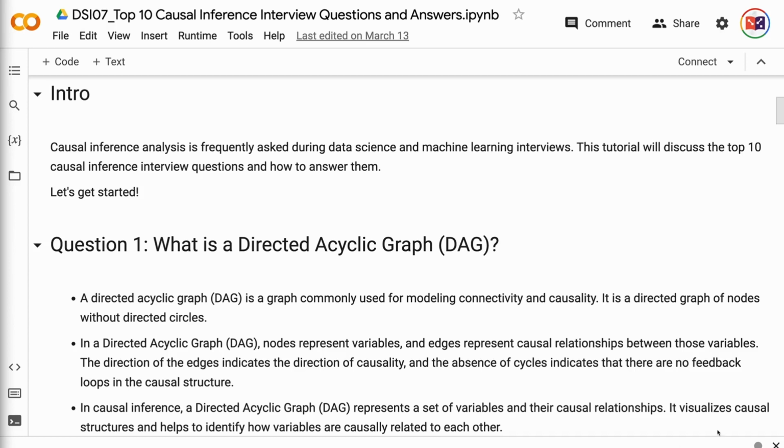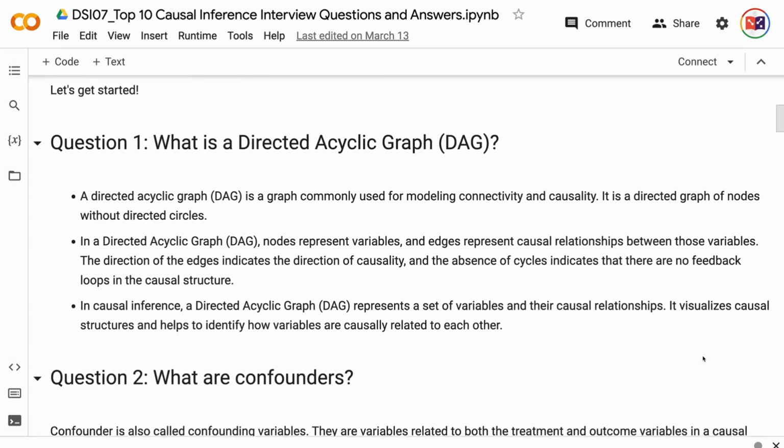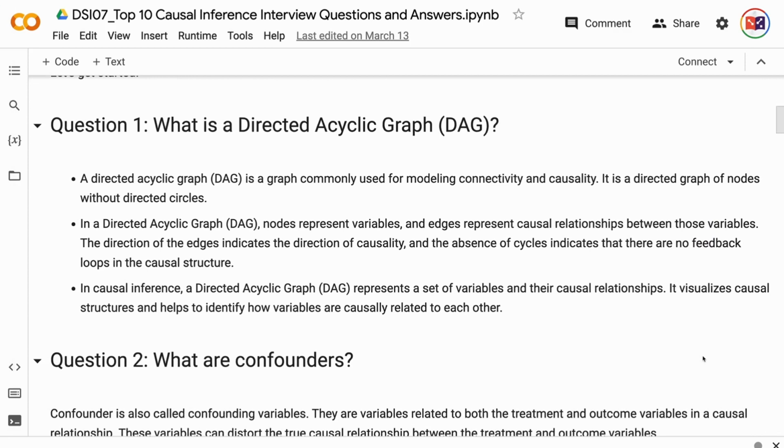Question 1. What is a directed acyclic graph? A directed acyclic graph is a graph commonly used for modeling connectivity and causality. It is a directed graph of nodes without directed circles. In a directed acyclic graph, nodes represent variables, and edges represent causal relationships between those variables. The direction of the edges indicates the direction of causality, and the absence of cycles indicates that there are no feedback loops in the causal structure.